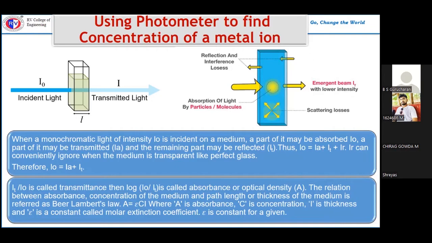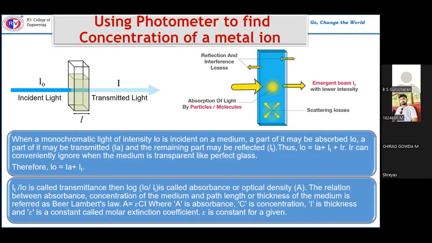If we represent the initial intensity of the light as I0, the absorbed energy as IA, the transmitted energy as IT, and the reflected energy as IR, we can express it as I0 is equal to IA plus IT plus IR. When the medium is completely transparent, we can ignore the IR part, the reflected part, and write I0 is equal to IA plus IT.